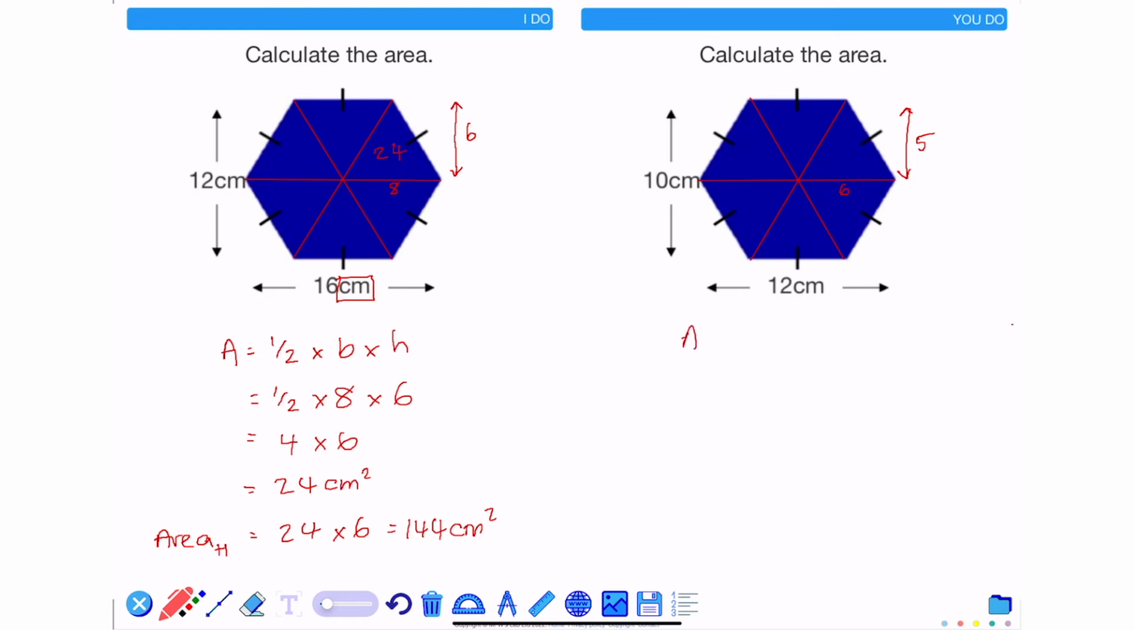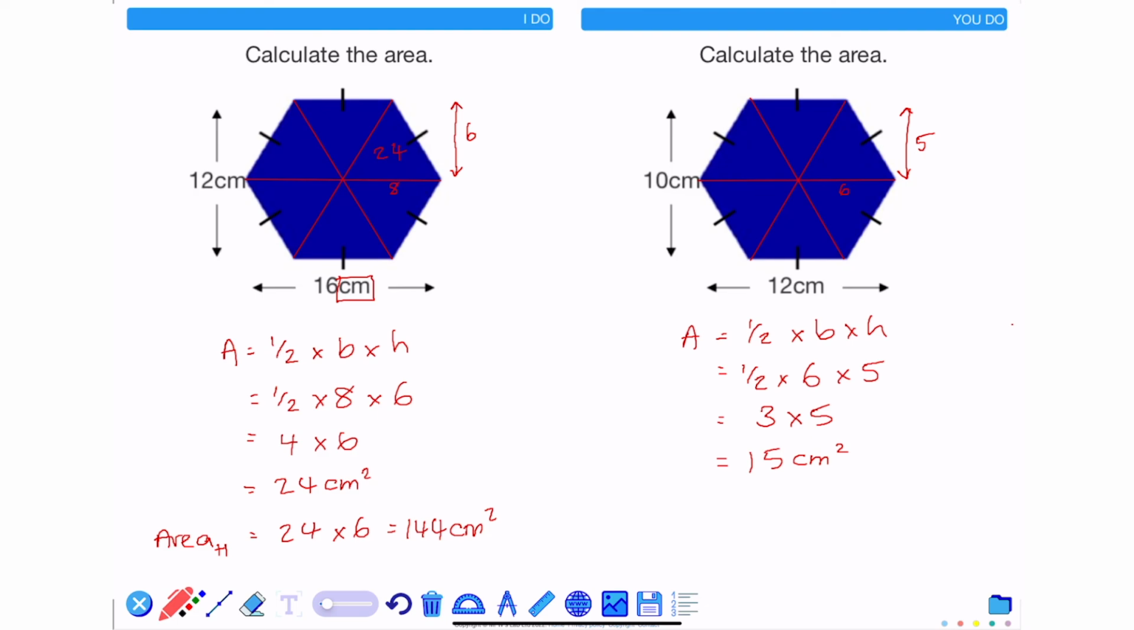The area of one triangle can therefore be worked out by a half of the base times by the height. And substituting in the information, a half of 6 times by 5. A half of 6 is 3, and 3 times by 5 is 15 centimeters squared.